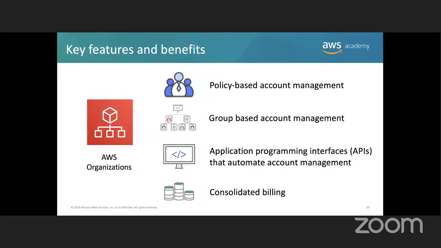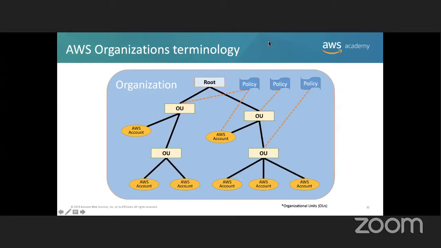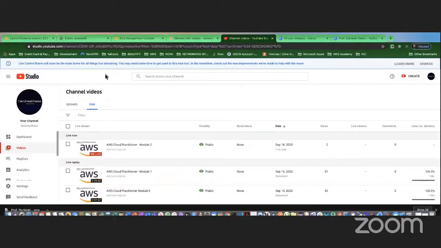Beautiful. Key features and benefits. Okay, AWS Organizations: policy-based account management. You apply policies to manage the accounts, not the services, because you also have policies for services, but the policies for services come from IAM. Okay, I'll show you in the account.